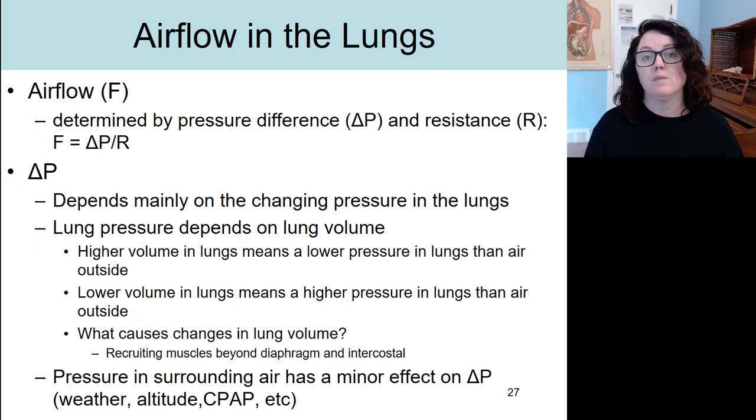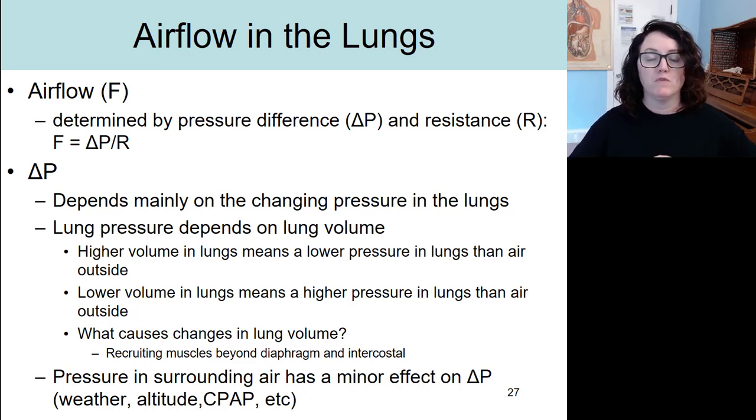As we just said, the change in pressure is one of the things that determines airflow. We talked about this already when we talked about inspiration and expiration. As the diaphragm contracts, it pulls downward, making the space inside the lungs get bigger. The intercostals contract, moving outward, making the space inside the lungs get bigger. And when that space becomes bigger, the pressure drops, and that's creating that pressure difference between inside and outside the body. So lung pressure depends on lung volume, as I just said, right?